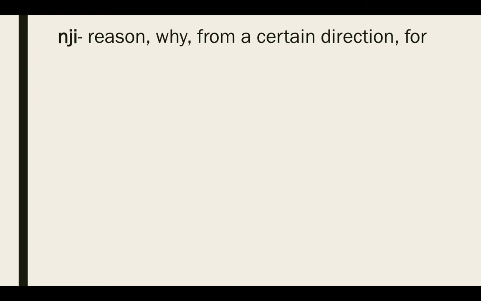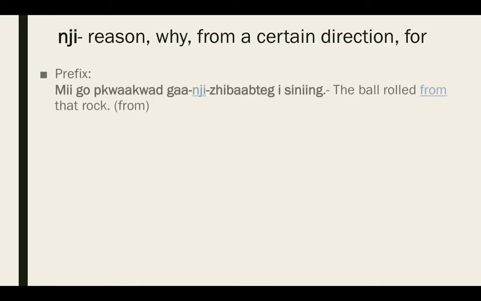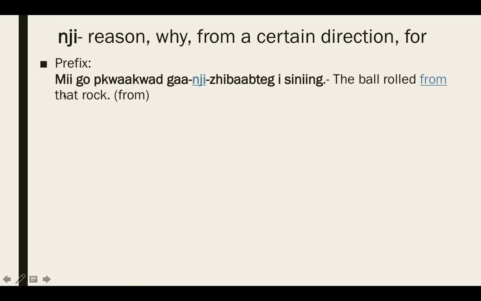Next one is nje, reason why, from a certain place, or for. So in the prefix version, we got migo pquakwed ganjij bop teg isining. So the ball rolled from that rock. So we can see here that nje refers to from. And so a lot of this is based on context and how we understand things.